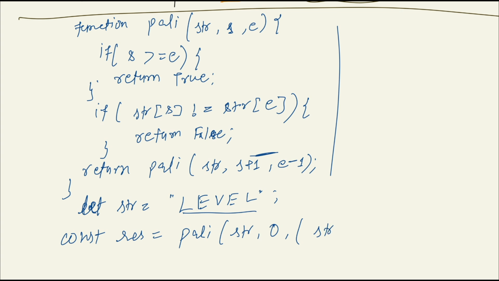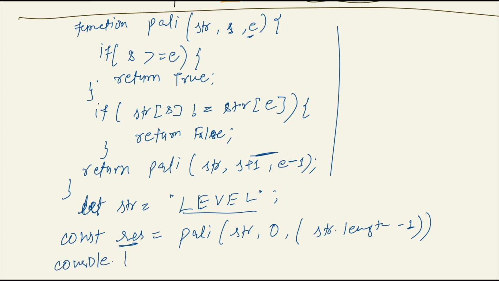So here it will be like str.length - 1. Okay, why are we writing minus 1 here? Whenever we consider a length, it starts from 1 up to the length, but when we talk about indexing, it starts from 0. So the last index will be length minus 1, and now we are storing the value in result.